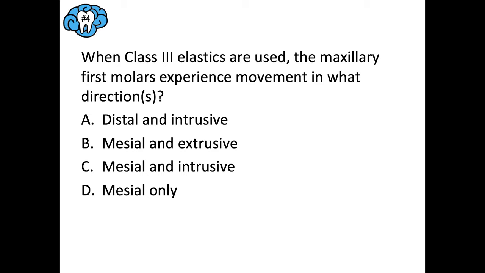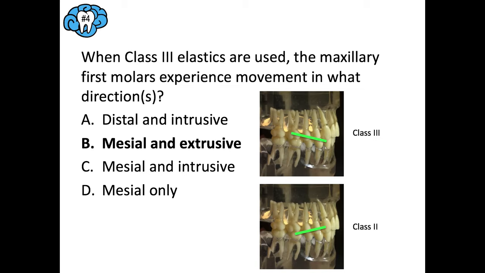All right, so this question comes down to understanding force vectors, and specifically understanding the force vectors that are applied with certain rubber band patterns. So let's review that very briefly. And I know I'm flashing the answer here, but I definitely want to show you some of these pictures. So class 3 elastics are used by stretching a rubber band from an anterior tooth in the lower arch, usually the canine, to a posterior tooth in the upper arch, usually the first molar.